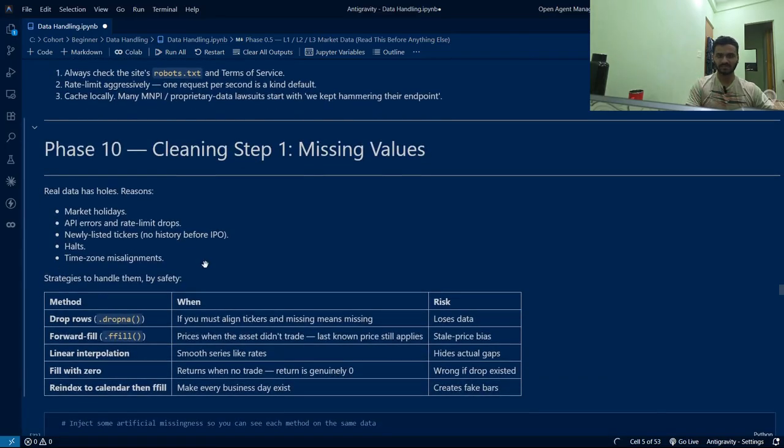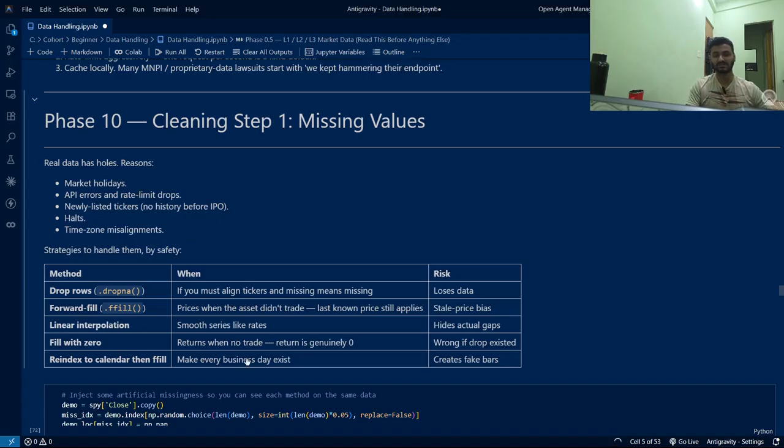Then you've got cleaning the missing values in the data. Real data has holes. It has market holidays, API errors, rate limit drops, your net might have stopped working, newly listed tickers, halts, time zone mismanagement. So the strategy is to handle that safely. The methods are drop rows and forward fill. Now, why do we use drop rows? If you must align tickers and missing means missing. So the risk is you lose data.